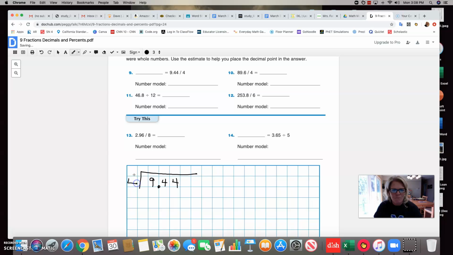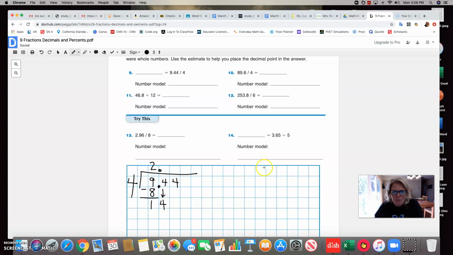Divided by 4. Now sometimes, I didn't do this before, if you want to just put your decimal straight up in your answer right away, go ahead and do that. And then 4 goes into 9 2 times, which is 8. I'll just get you started here. Subtract. Okay, then pull down your next number and keep going. 4 goes into 14. All right. So please finish this page.